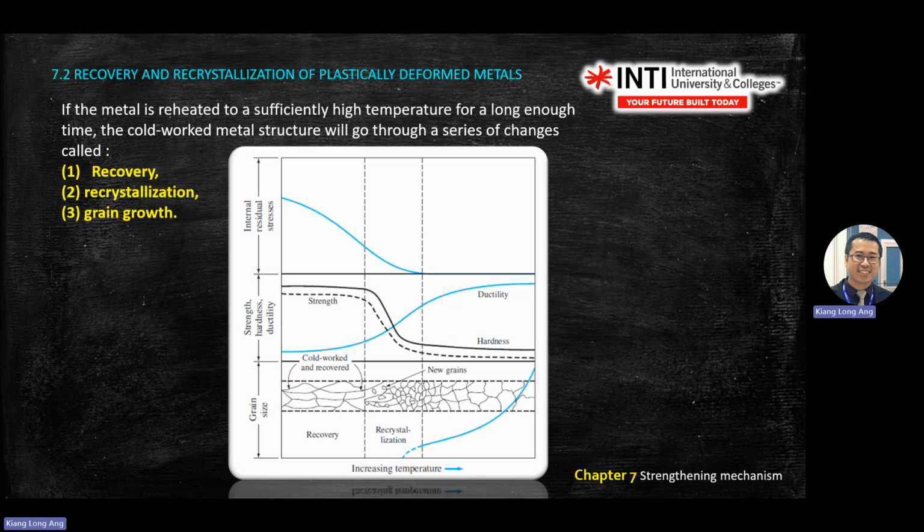What I mean by internal residual stress is that if you roll on the metal surface, you have stress inside there. So it will reduce and stabilize when you have new grain growth inside there. Then you see the ductility increase, then fade off. Hardness also starts from very high, then becomes flat like that. Strength also is like that.